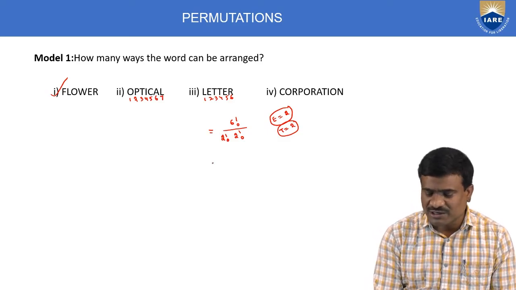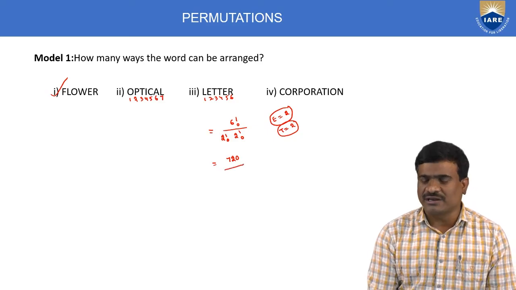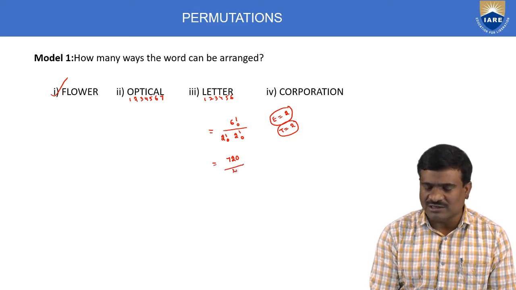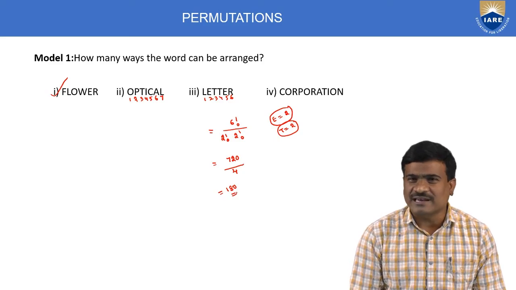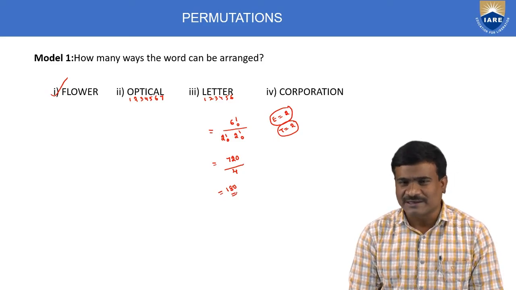Here 6 factorial means 720. 2 factorial into 2 factorial is 2 into 2, which is 4. 720 by 4 is 180. The answer is 180.